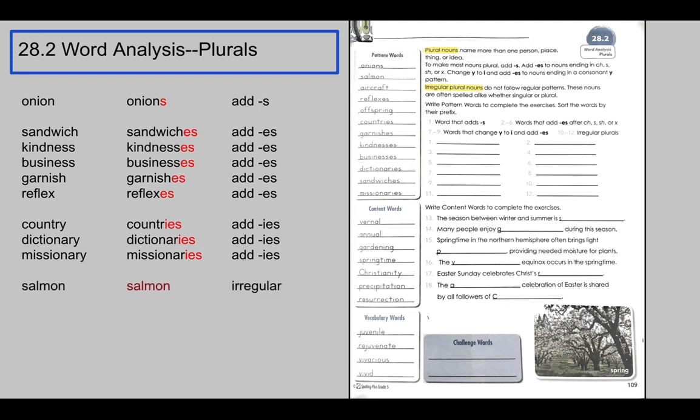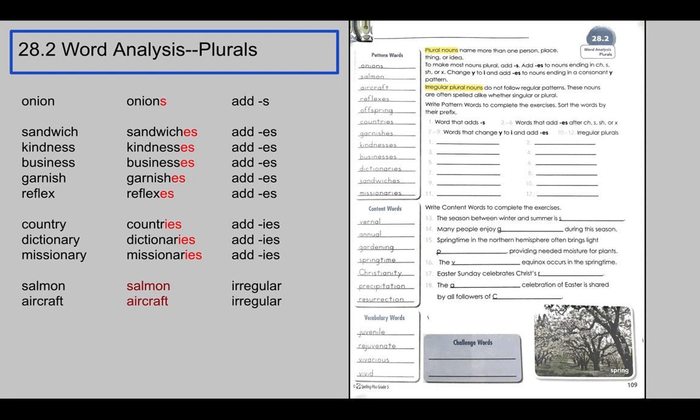All right, and then we have in English those things that just don't fit into the regular rule categories, and we call those irregulars. Okay, and so for our purposes here, the words that stay the same, whether they're in their singular form or their plural form, those are called irregular plurals. So that would be like the word salmon. I could have one salmon, I could have 10 salmon, or there could be 1,000 salmon swimming in the ocean.